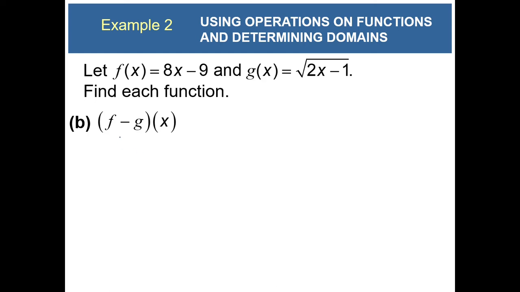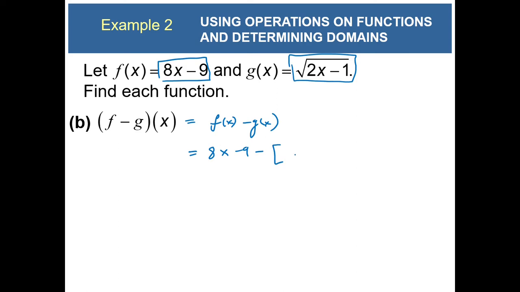Part B, we're doing f minus g of x. From the definition, this is equivalent to f of x minus g of x. So we'll take the function f of x, and we'll subtract g of x from it. f of x is 8x minus 9, and we're going to subtract the square root of 2x minus 1. In the problem, there's a negative symbol, and we're going to multiply that to the square root, which just simplifies to 8x minus 9 minus the square root of 2x minus 1.